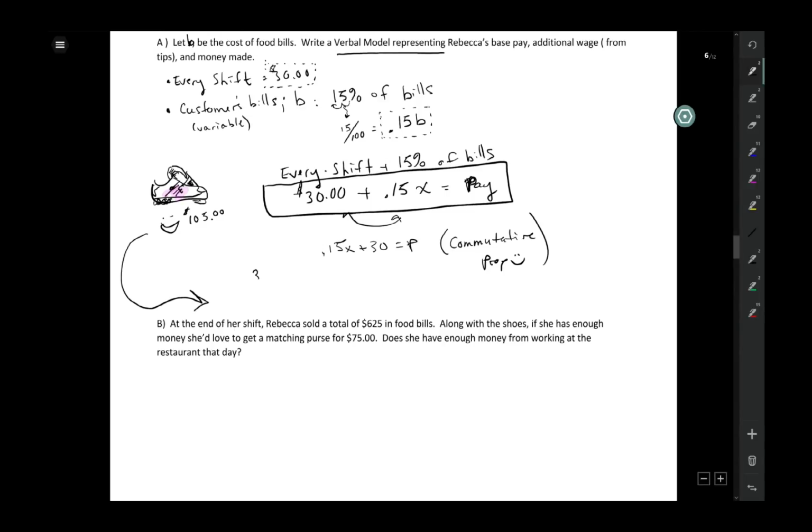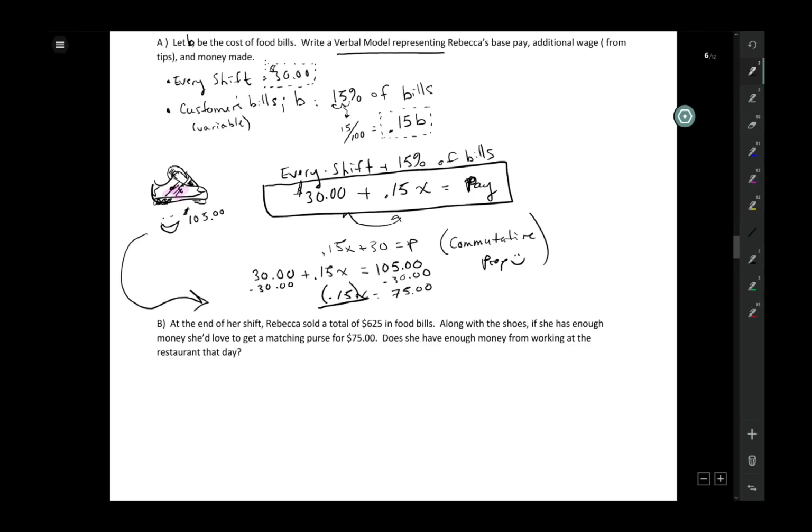So 30 plus 0.15x. We want to know how much to get her 105. All right, well, solving, we're just going to subtract 30. Okay, 105 minus our 30 gives us 75. Equals 0.15x.